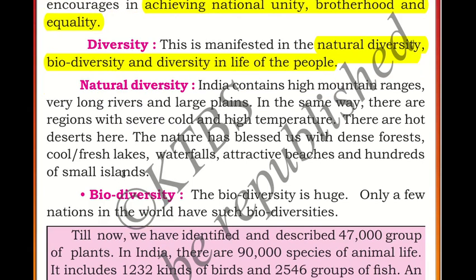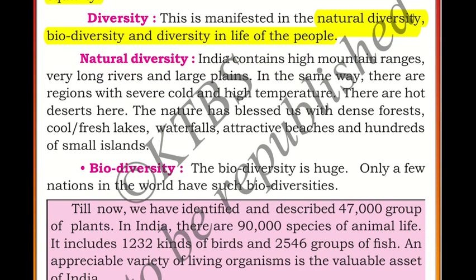Let's talk about natural diversity. India contains high mountain ranges, very long rivers, and large plains. So this you will learn, or you have already learned in geography.